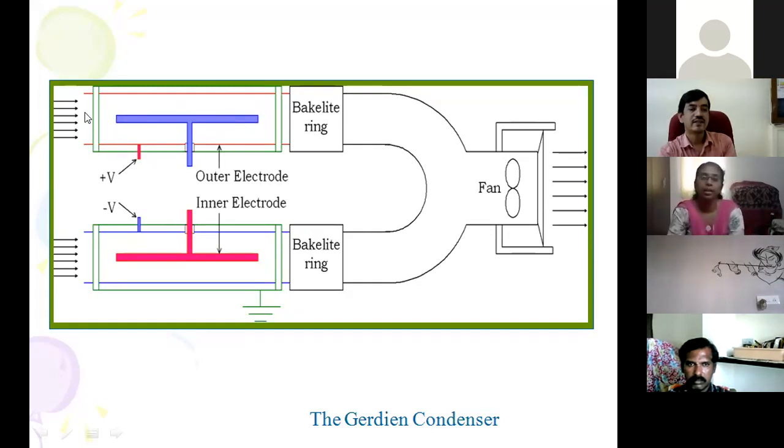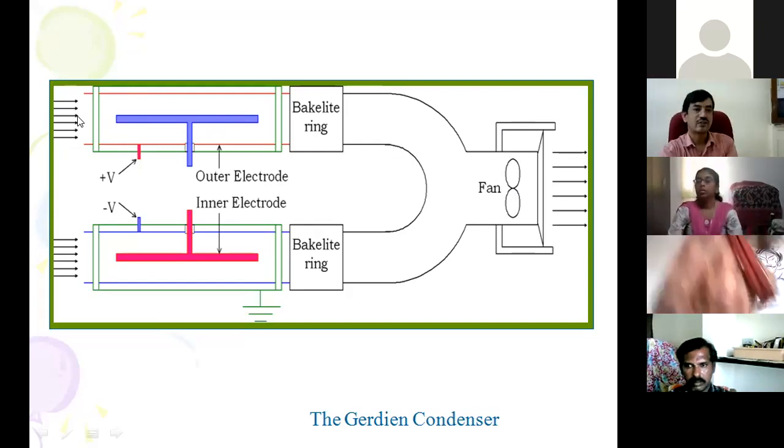The air is sucked between the two electrodes using a fan fixed at the other end. Using this fan, air is sucked. That means air will move in this direction, passing between the two electrodes. This air contains small ions. It contains positive ions and also negative ions.